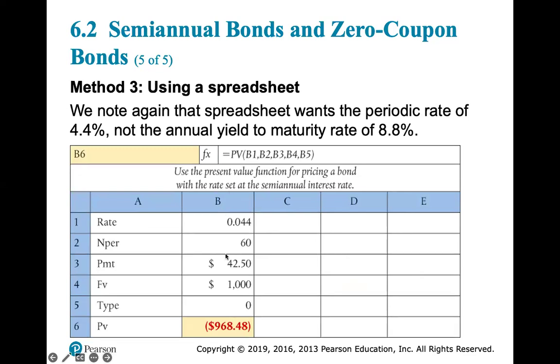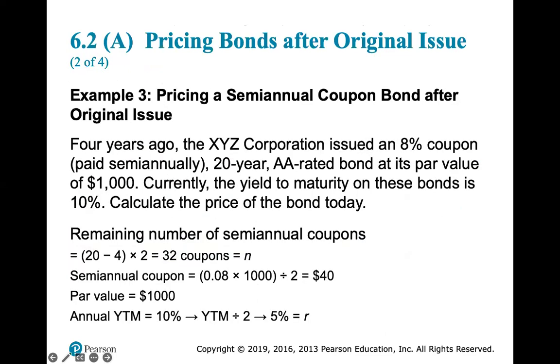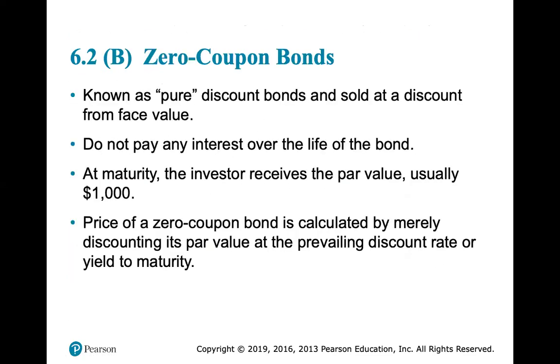This is the Excel spreadsheet that we used. You basically find the present value: you put the rate, the number of periods, the PMT, the face value, and the type is 0, and you estimate the present value. That's how it's calculated.